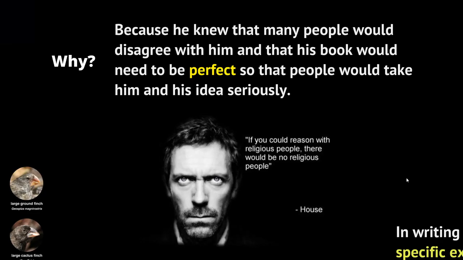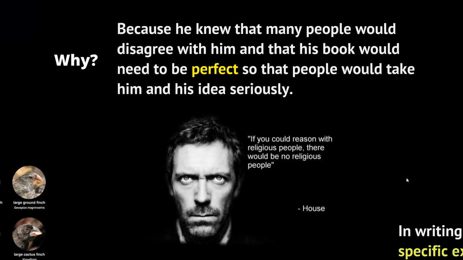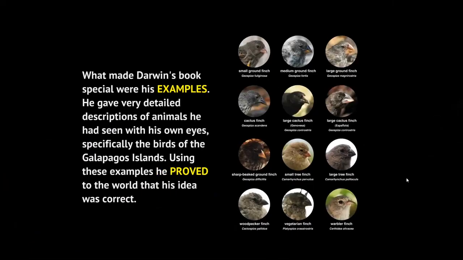As one person famously said, if you could reason with religious people, there would be no religious people. A lot of people were going to question his idea, especially people that believed in God, this idea that nature and life had evolved spontaneously. So what made Darwin's book special and what made people believe him were his examples. He gave very detailed descriptions of animals he had seen with his own eyes, specifically the birds of the Galapagos Islands. Using these examples, he proved to the world that his idea was correct.